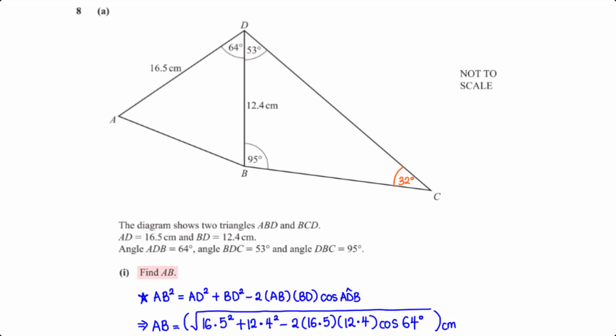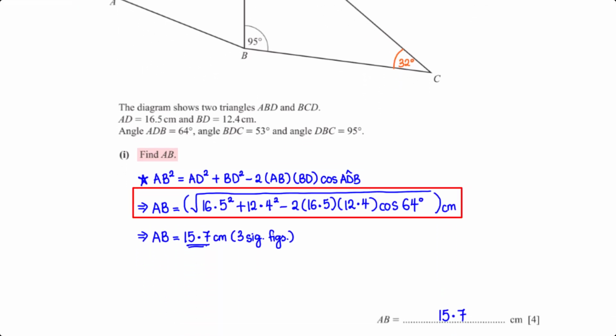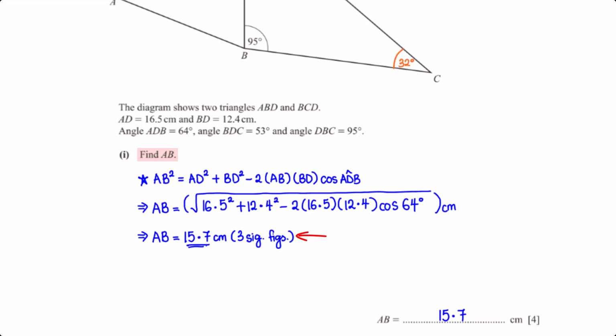Find AB. We've been given the angle opposite side AB and we know the other side lengths of the triangle ABD. So we can apply the cosine rule to find the length of AB. This is what we get when we apply the cosine rule to triangle ABD. AD is 16.5 centimeters, BD is 12.4 centimeters, and angle ADB is 64 degrees. When we type this into the calculator, we get 15.7 centimeters, rounded to 3 significant figures.